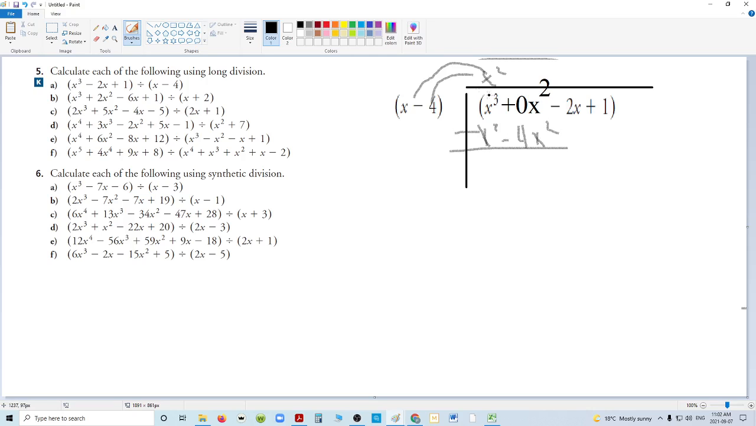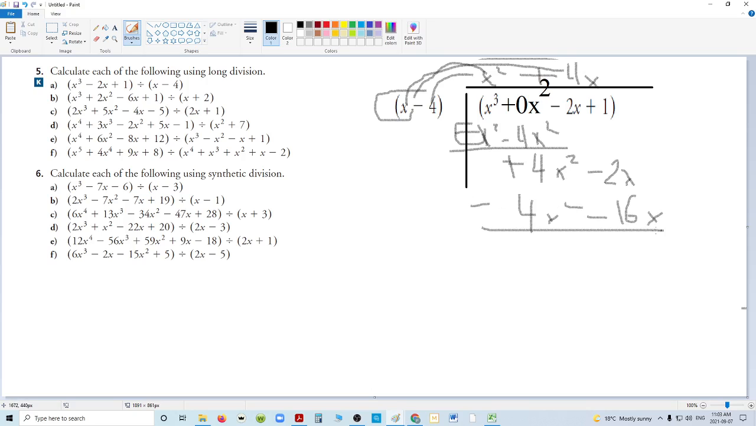Now I'm going to subtract it. These cancel out, but minus 4x squared makes a positive 4x squared. Now you got to bring the minus 2x down. And what do I have to multiply x by to get positive 4x squared? Plus 4x. If I multiply times the x, I get 4x squared. And if I multiply times the 4, I get minus 16x. When I subtract it, it's always subtraction, these cancel out. And this becomes positive 16x, so I get 14x. Then I bring the last number down, plus 1.